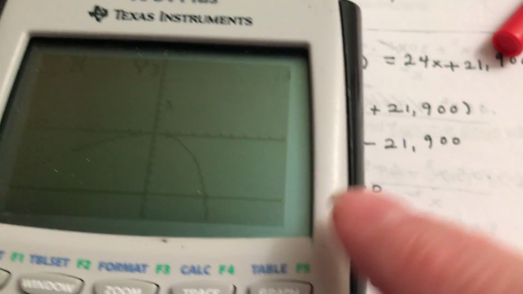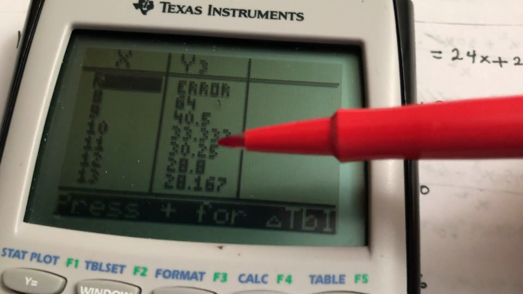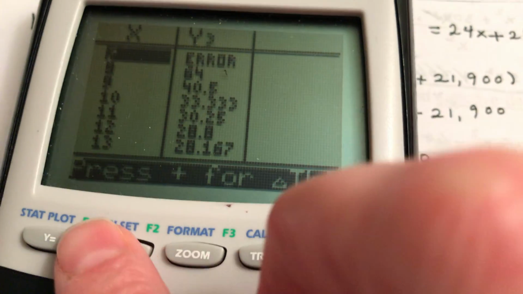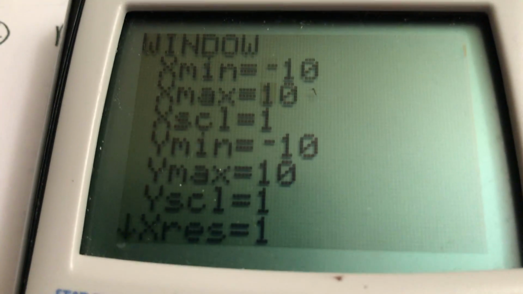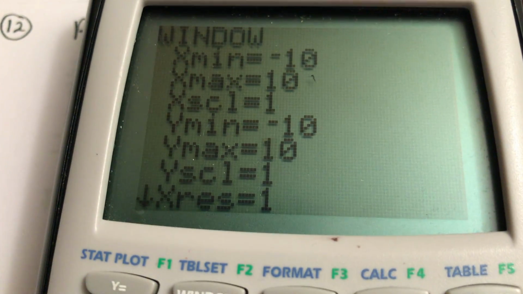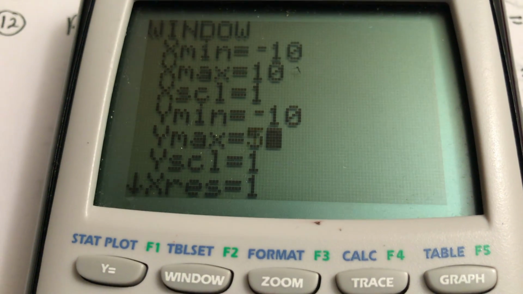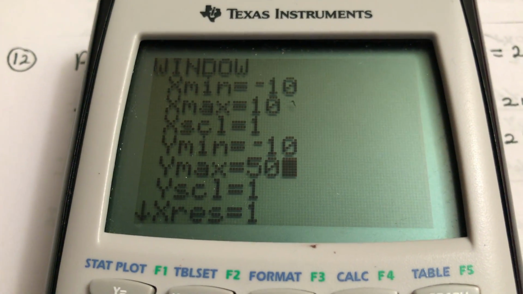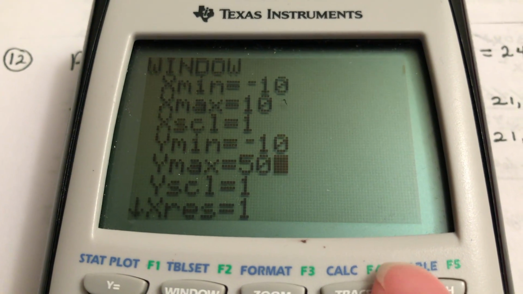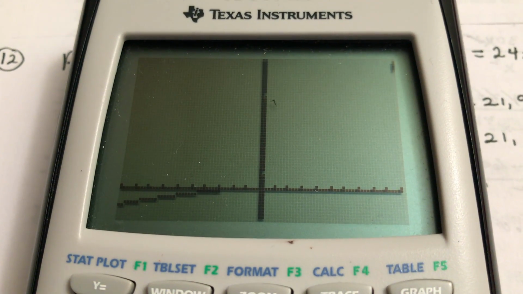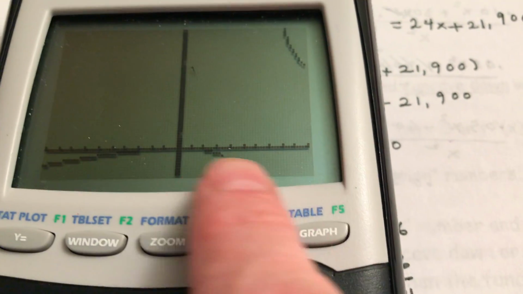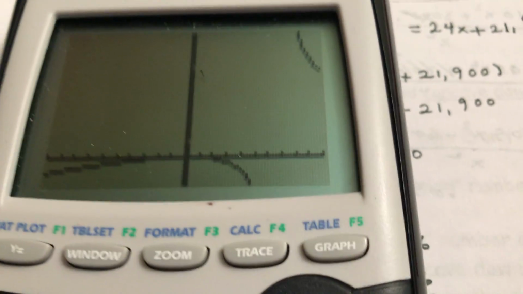Sometimes I'll go to the table to see how high this is going. I see 64, 40. Okay, so I'm going to go to the window and change my max height to, I don't know, 50. Let's see what that does. My Y max, that's all I'm changing just to see what I get. Yeah, there it is, right here. Maybe I'm going to go a little bit farther.